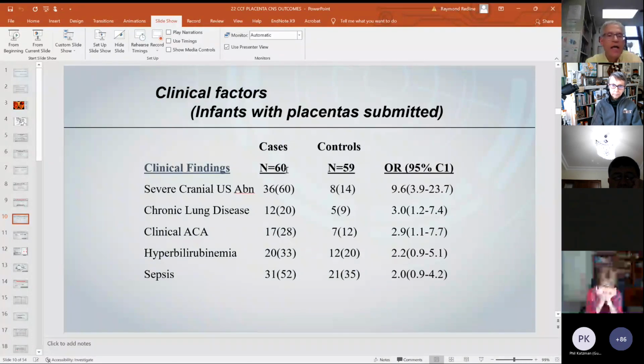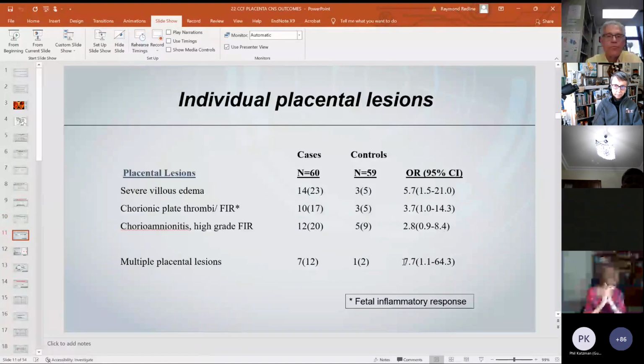Here we're only looking at the infants where the placentas were available for examination. Severe cranial ultrasound abnormalities, underlying chronic lung disease, and clinical acute chorioamnionitis were all significantly associated with CNS damage. Hyperbilirubinemia and documented sepsis had borderline associations. And here we turn to the same cases, looking at the placenta, and we were surprised to find that severe villus edema, which was not exactly a respectable placental lesion at that point.